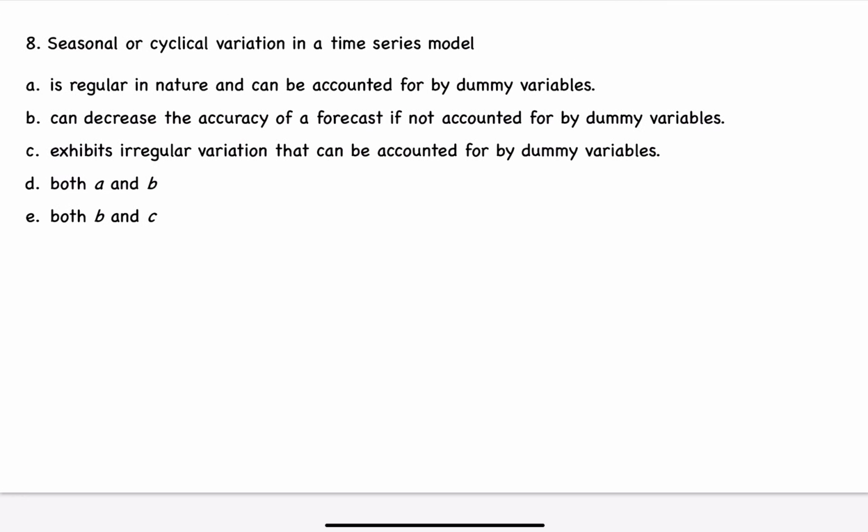Seasonal or cyclical variation in a time series model is regular in nature and can be accounted for by dummy variables. This is true. Can decrease the accuracy if not accounted for by dummy variables. Also true. It does not exhibit irregular variation, so it's not C. So our answer is D, both A and B.